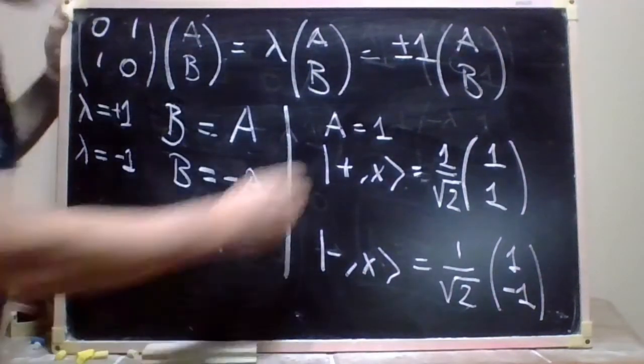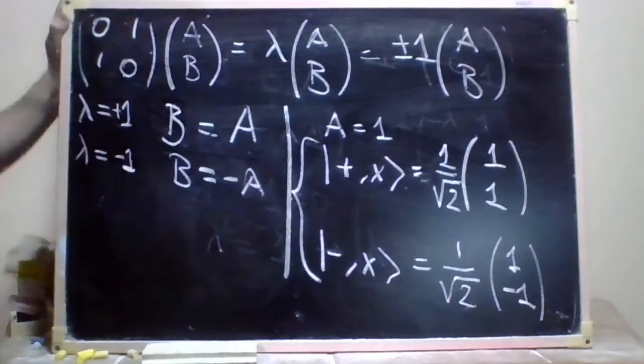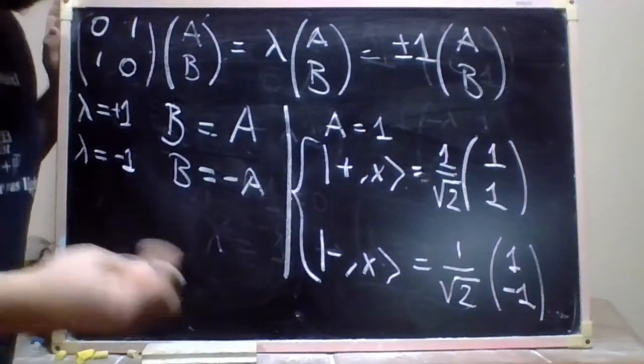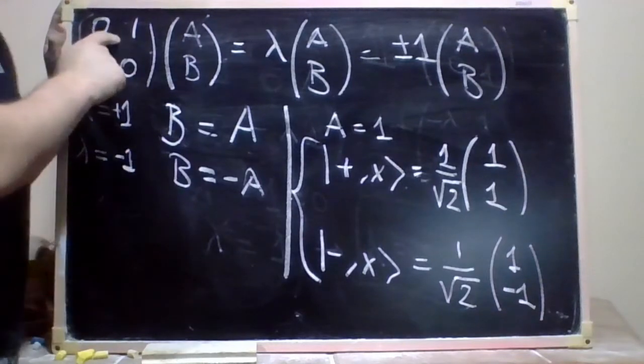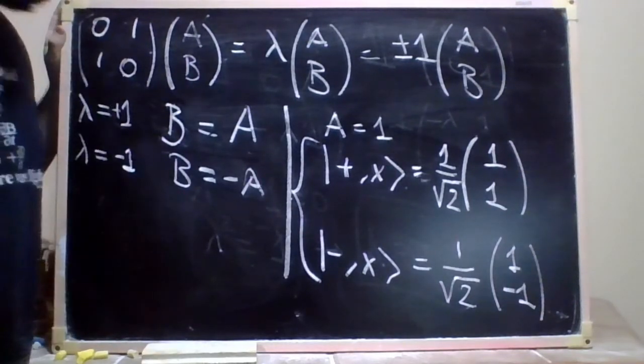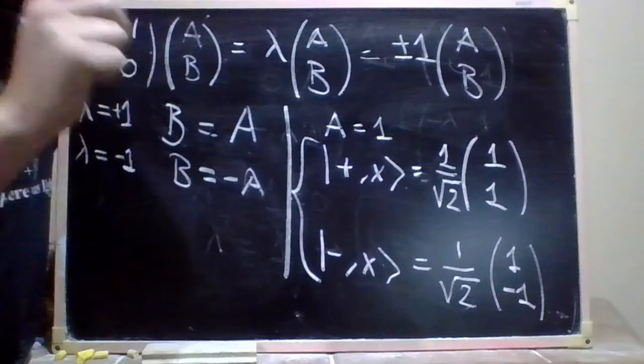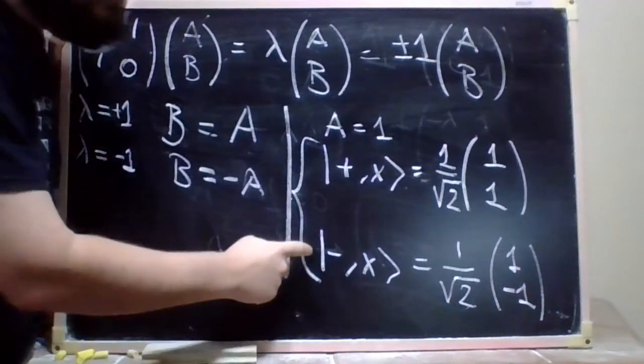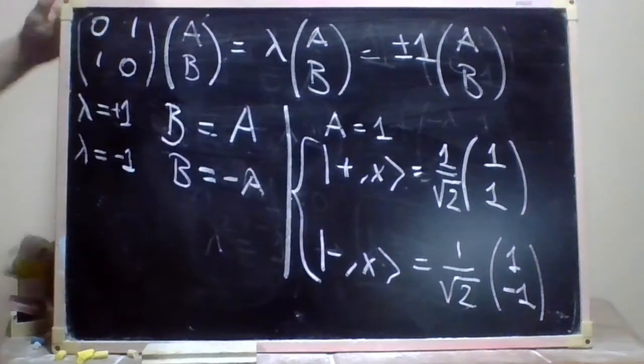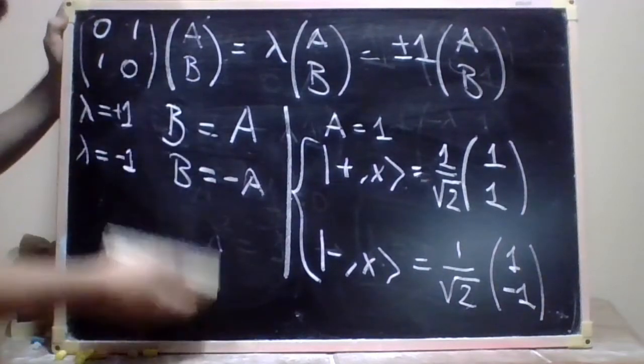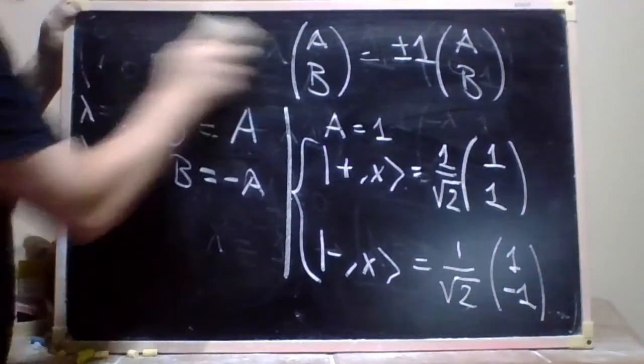So these are the eigenvectors, the eigenstates of the sigma x matrix. This corresponds to the plus 1 eigenvalue. This corresponds to the minus 1 eigenvalue. All right? It's how it's done.